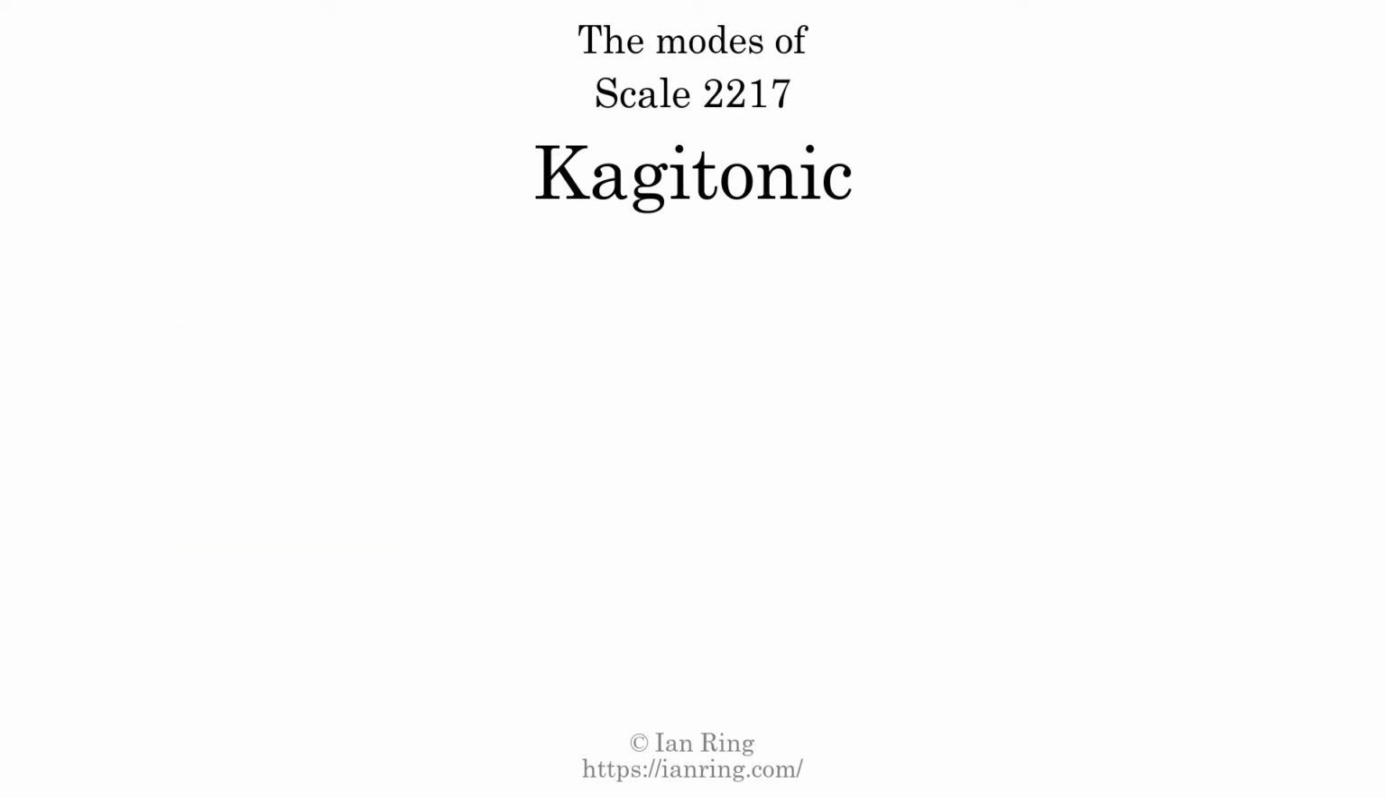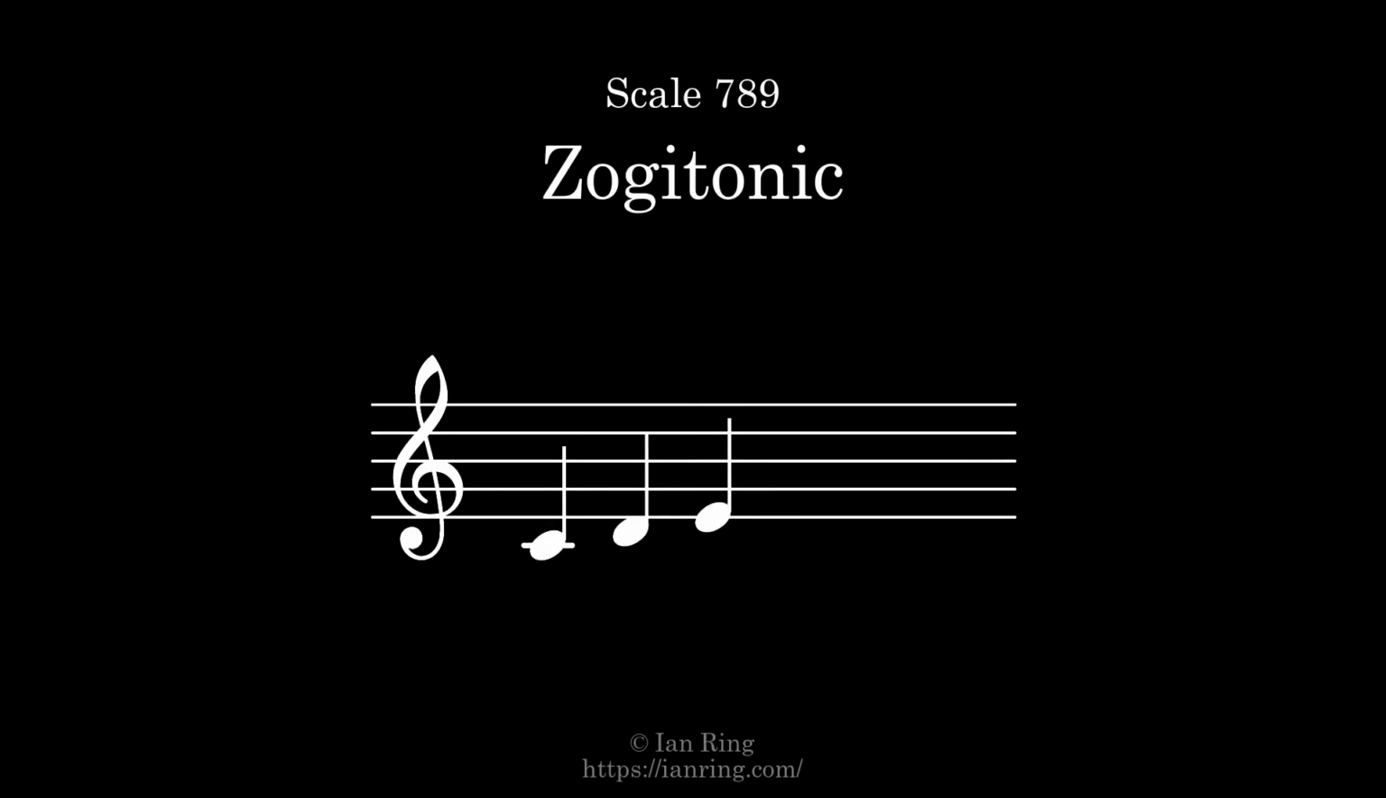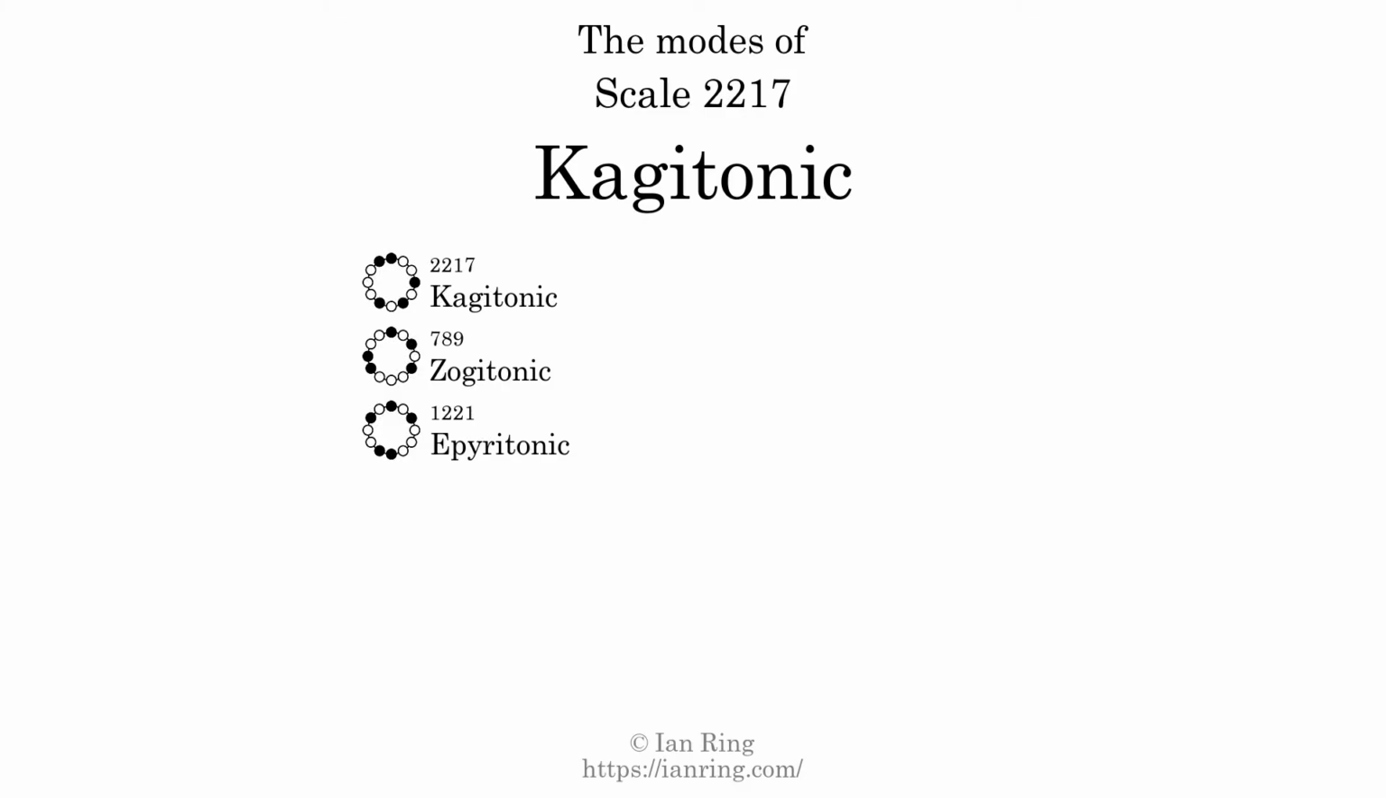This scale has 5 modes. The first mode is itself. The second mode is scale 789, also known as Kagitonic. It sounds like this. The third mode is scale 1221, also known as pentatonic. It sounds like this.